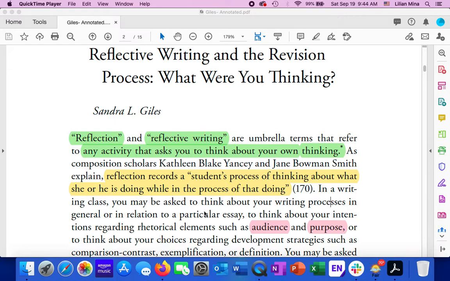So you're thinking about your writing process, you're thinking about your writing habits, you're thinking about your writing decisions, what decisions you make while writing, what thinking goes into these decisions. This is what we mean by reflection or reflective writing.